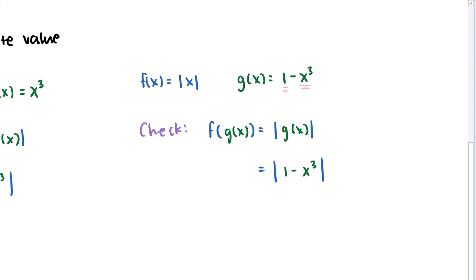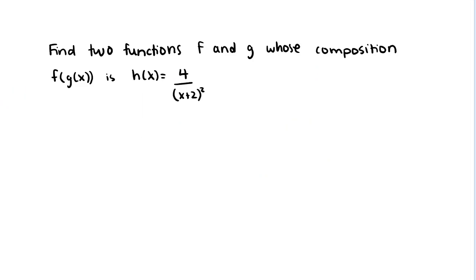Okay, so let's go ahead and do some more examples. I want to find two functions f and g whose composition comes out to be h of x equal to 4 over x plus 2 squared. I definitely encourage you to try this out first. This is one of those topics that is hard to get a grasp on until you practice a few times. You have to go through a few different trial and error examples to get a real good feel of how things work. So please try this out first, and then we can talk about it together afterwards.